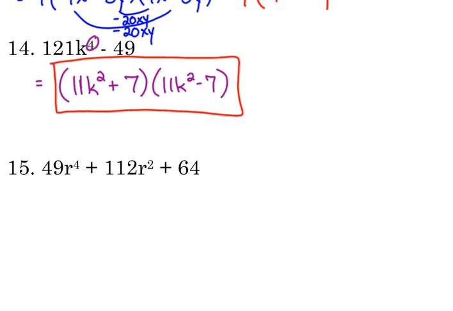Okay, same deal with number 15. 49 and 64 are perfect squares. We've got r to the fourth and r squared for the middle. So this is a perfect square trinomial. This is 7r squared plus 8 squared. That is how it factors.